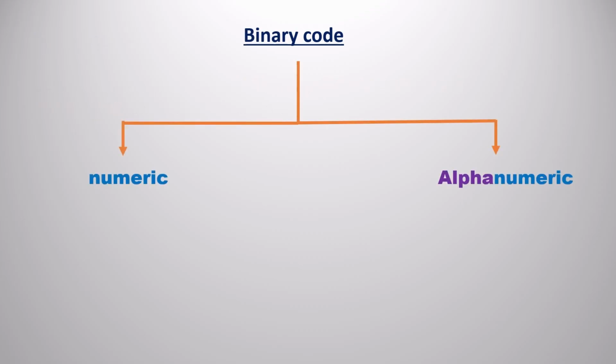Basically, binary codes are divided into two parts. The first part is numeric, and the second part is alphanumeric. Everything in the computer is stored as zeros and ones. Numeric covers the numbers, like 1, 2, 3, 120, or any numbers. Alphanumeric covers special characters, like capital letters, hashtag, at the rate, plus, minus, and the space also. So alphanumeric we can understand as special characters.